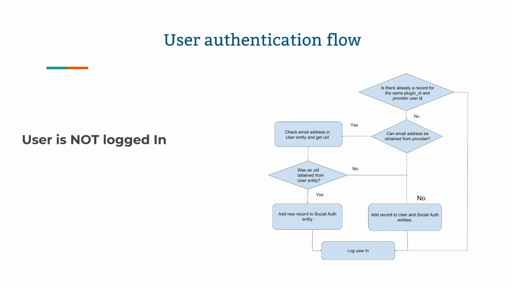But if the user is not logged in, there is a more complicated thing going on here. If you can get the email address from the provider, and if there is already a record, meaning the user already authenticated before, suppose I already authenticated using GitHub and I try to log in using GitHub again, I just log in the user. If the user didn't log in using GitHub before, I check the email address, and if the email address was associated to a Drupal account, I just create a new social auth record and log in the user. All of these comparisons are made using the user ID in the provider.